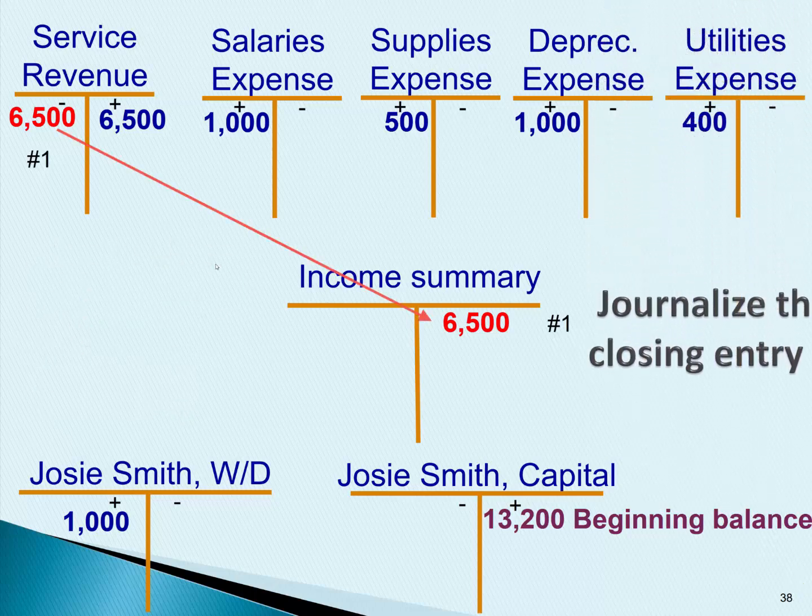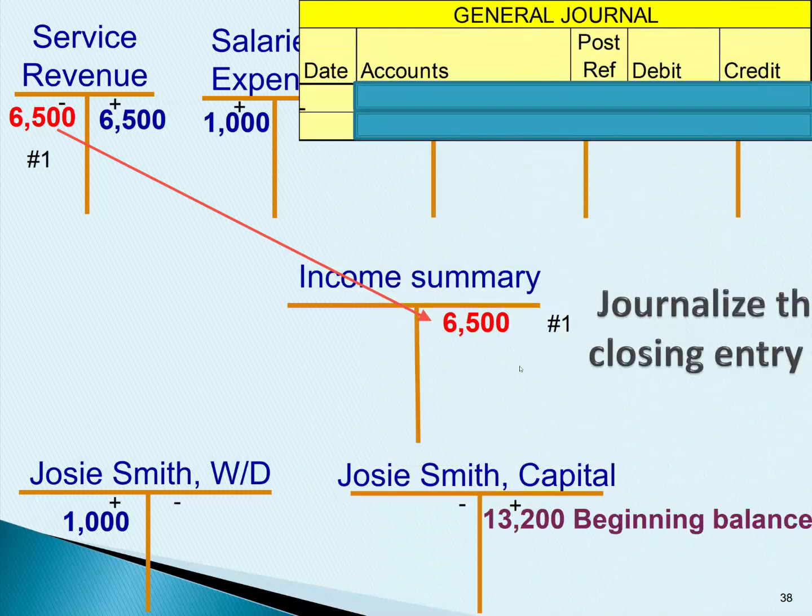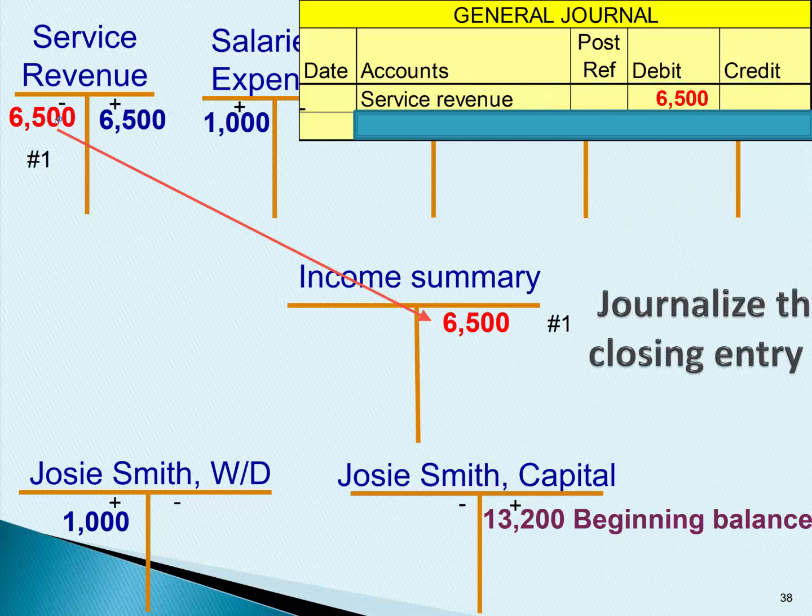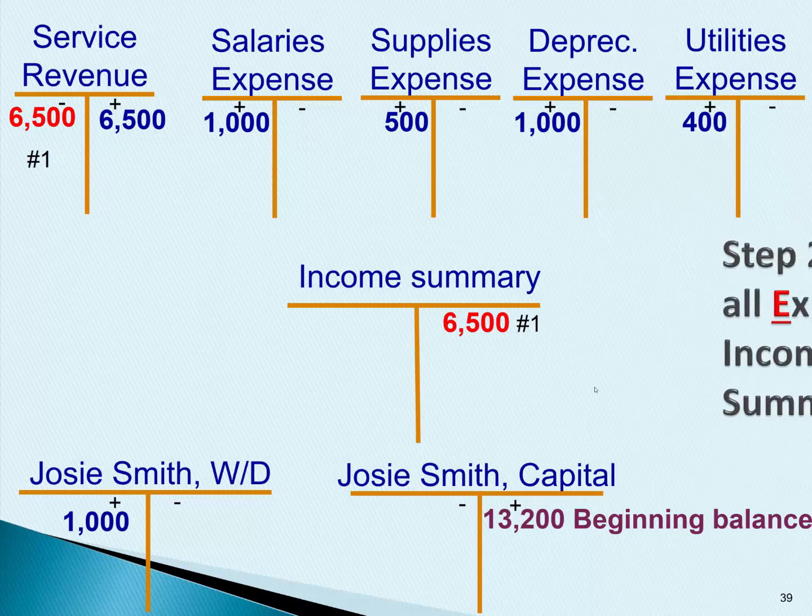Now we need to journalize the closing entry. So we need to put this journal entry into the official accounting records, which is the journal. So here's our journal. And so which of these are we going to journalize first? It's always the debit, so that means we're going to journalize service revenue first. And income summary will be the credit. All right, so we're done with step 1 of the closing process.